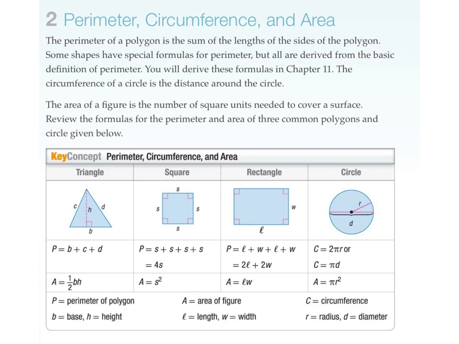Similarly with the square, each length must be the same length for it to be a square, so for the perimeter you want 4 times whatever the length of the side is. To find the area, it's side times side, which is side squared. For a rectangle, to find the perimeter, you want 2 of the lengths plus 2 of the widths, or 2L plus 2W, and the area is just length times width.